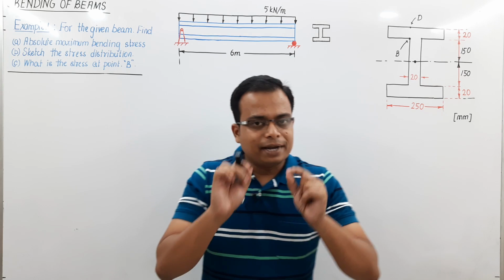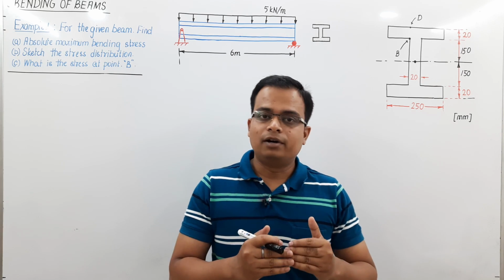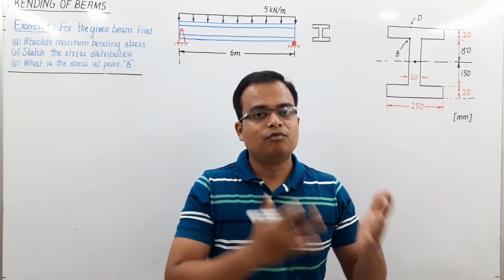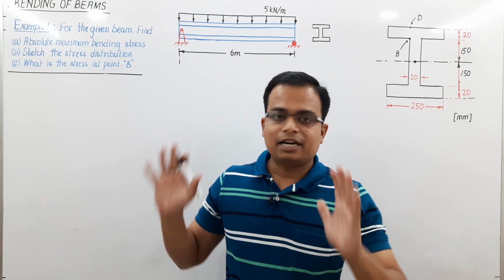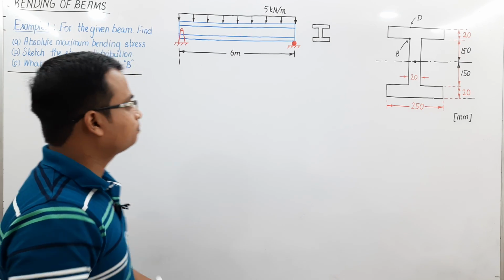I'll be discussing only one example in today's lecture, but trust me, if you can understand this, then you can solve 10 more examples or unsolved problems from whichever book you follow. This is a clear-cut case of pure bending or symmetrical bending. Let's jump right into it.